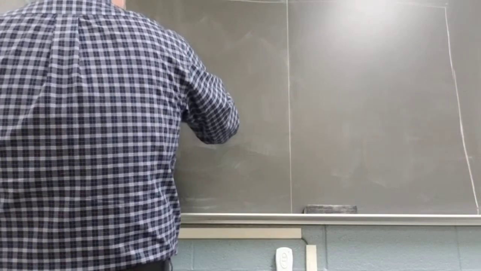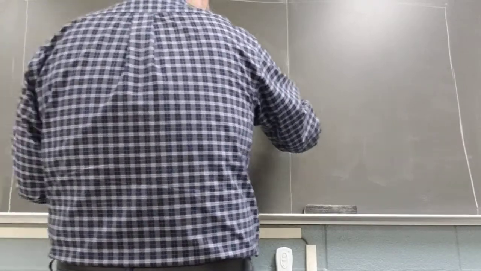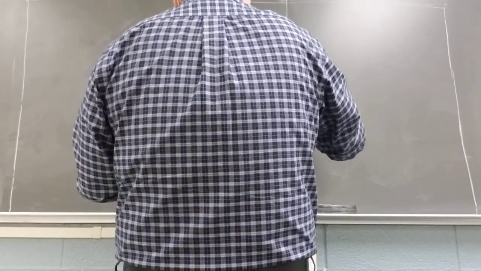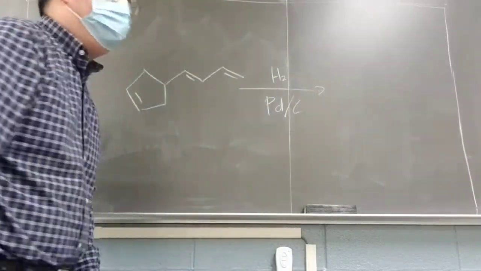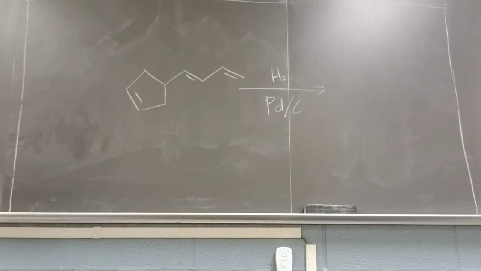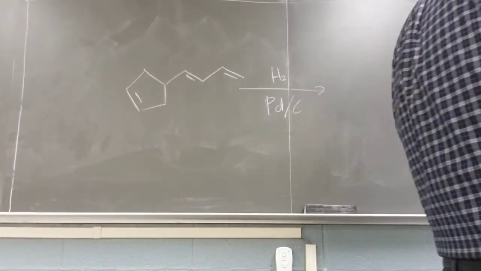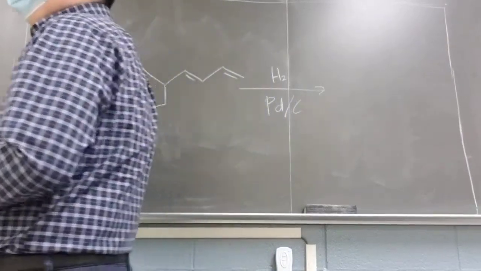Alright, this is also kind of an easy trick you can do. This is a reduction with palladium on charcoal. So remember, it's a reduction, meaning it will be saturated with hydrogen. This is unsaturated now because it's a double bond.